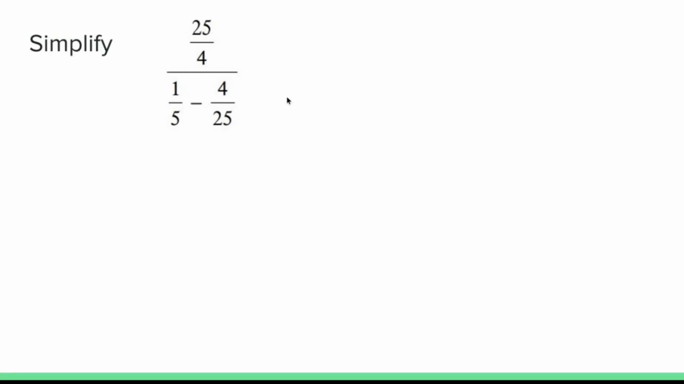Complex fractions, baby. A fraction over a fraction minus a fraction. Well, what we need to do is get this to just a fraction over a fraction. Right now, there's nothing I can do with this. You're stuck for now.